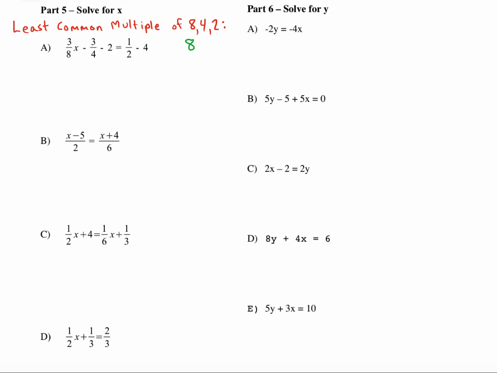So what would be great here is if we can take the original problem and we want to multiply both the left and the right side by 8. Now it's critical that the 8 does get distributed to all terms here.